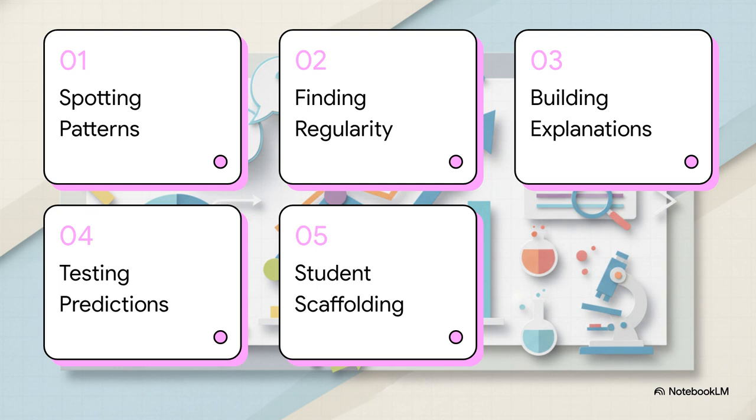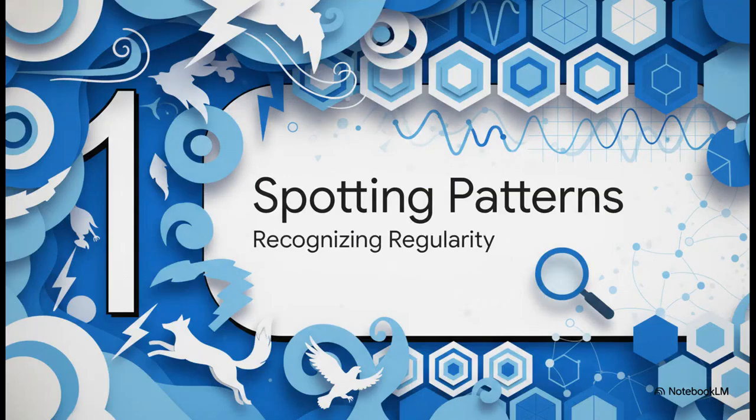Here is our roadmap for mastering the topic. We're going to cover spotting hidden scientific patterns, thinking aloud to find regularity, building evidence-based explanations, making and testing predictions, and finally, scaffolding student success. Let's jump into Section 1, Spotting Hidden Scientific Patterns, moving from simple observation to recognizing regularity.